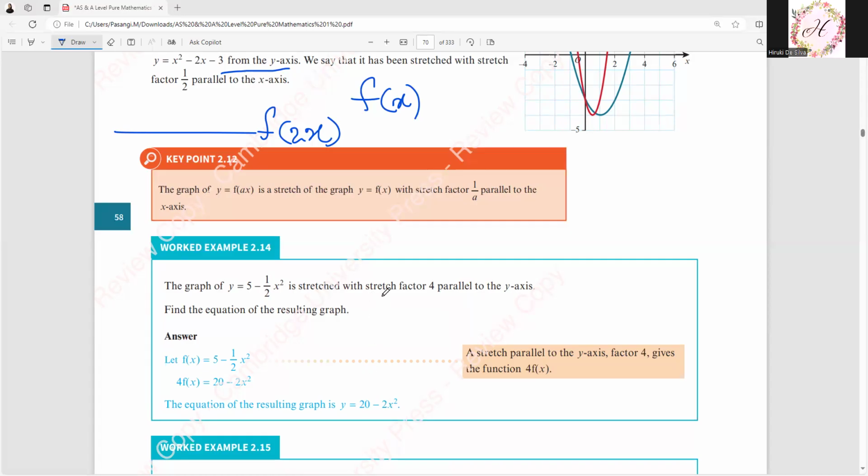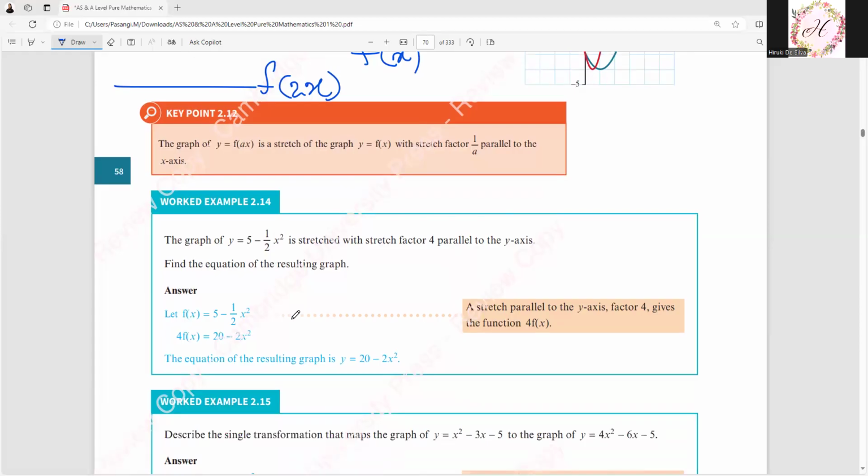That means again it should go like this. How does it happen? y equals 5 minus half x squared. So what you have to do is multiply the equation by 4. By 4, right? Yes, that is it. Then for 2.15, the 15th one.